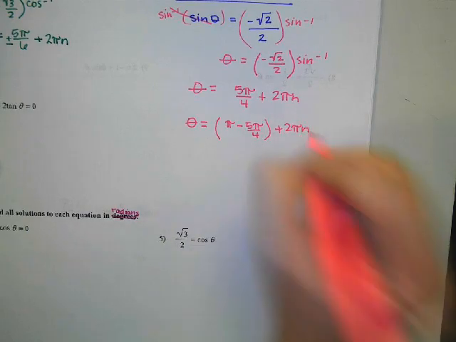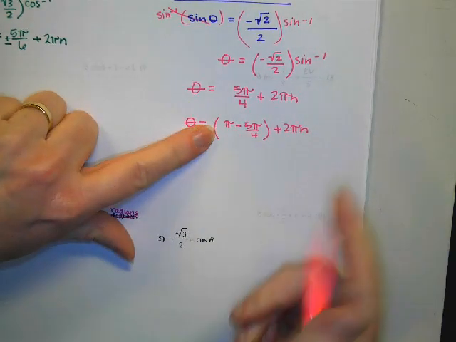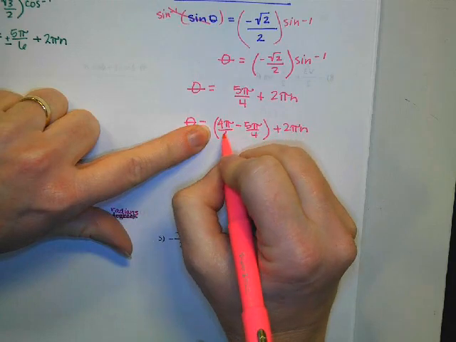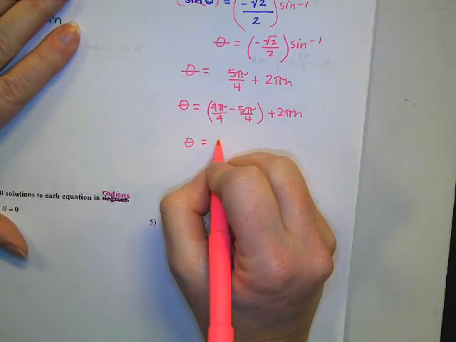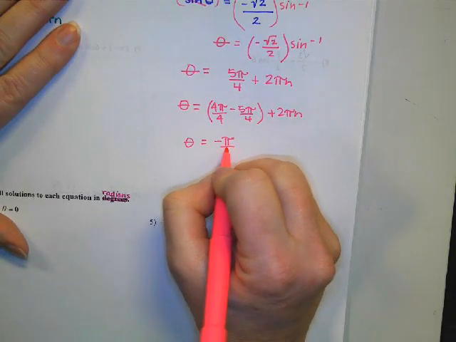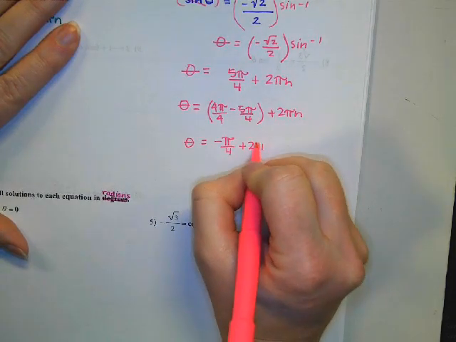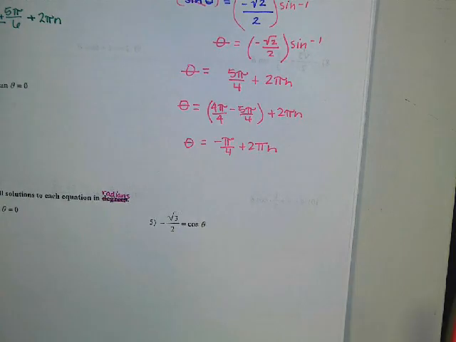And let's just simplify that real quick. If I'm going to get a common denominator here, I'm going to write this as 4 pi over 4. Which means it is negative pi over 4 plus 2 pi n. You have to do both of them, or? You have to do both of them.